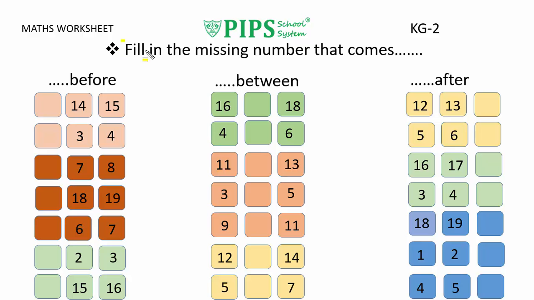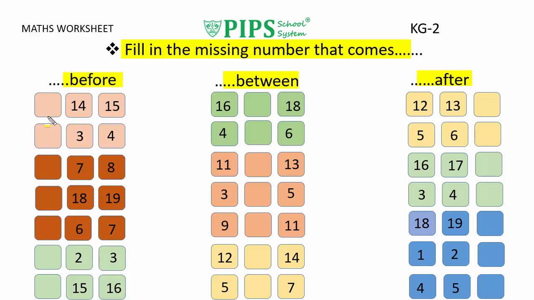Today our topic is fill in the missing number that comes before, between and after. KG2 students, we are going to write the missing numbers in the empty boxes. So first of all, take your pencil and complete this task with me. KG2 students, let us find the number before.